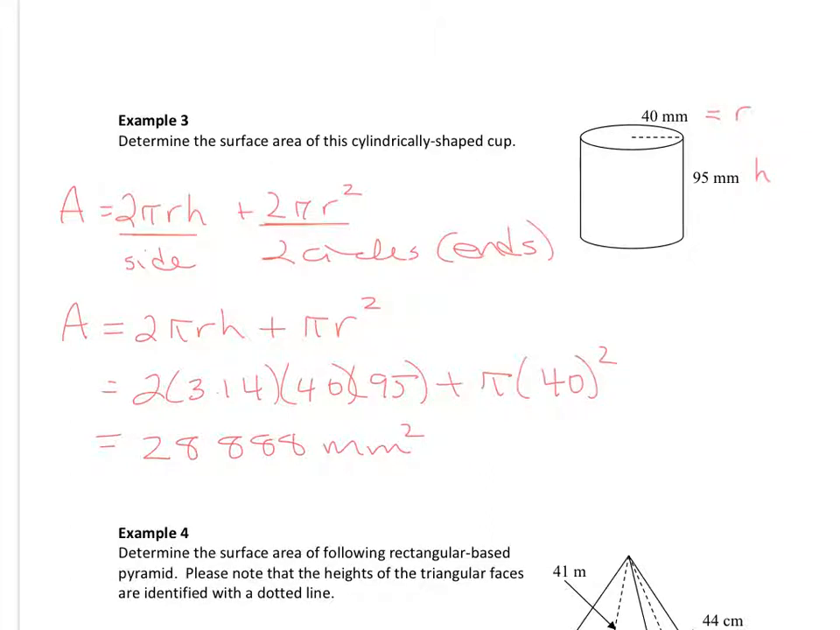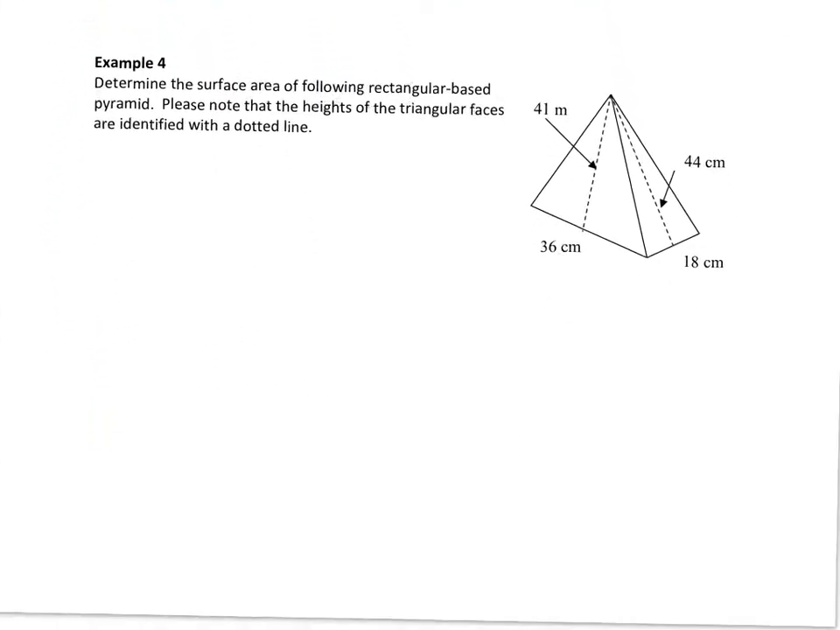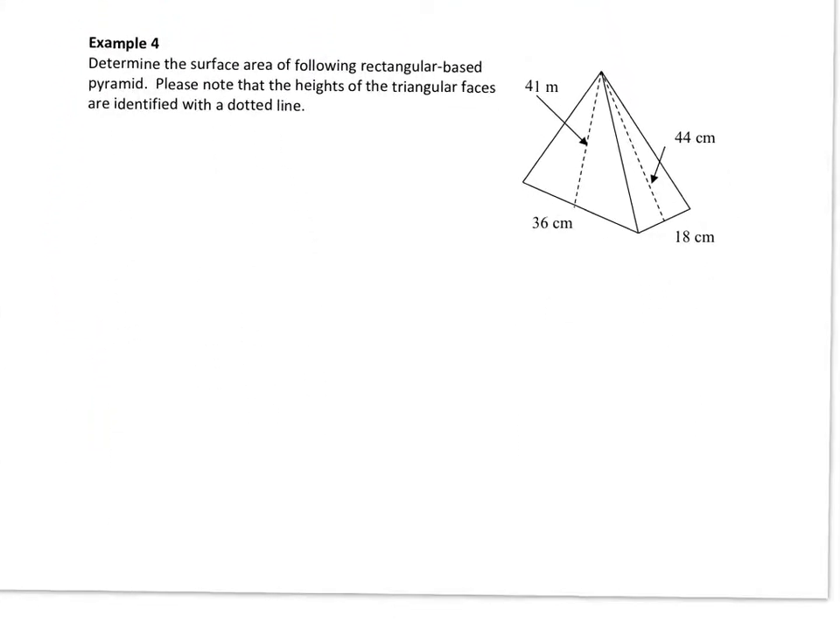All right, now we can start example 4. Determine the surface area of the following rectangular-based pyramid. Please note that the heights of the triangular faces are identified with a dotted line. This is one of those cases where there's not a neat formula. So let's draw the net for this shape, and then we can find the areas of the different parts, okay?